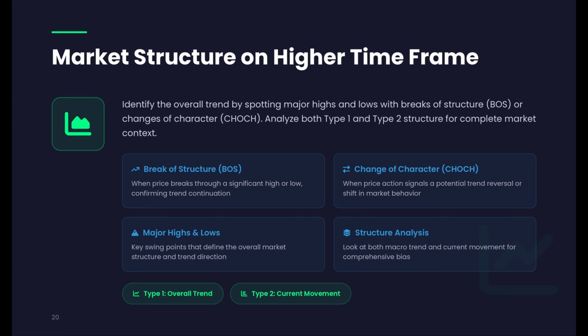A break of structure occurs when price decisively breaks through a significant high or low, confirming that the trend is continuing. Think of it like breaking through a ceiling or a floor. Once that happens, we have confirmation that the market intends to move further in that direction. It's a powerful signal of trend continuation.